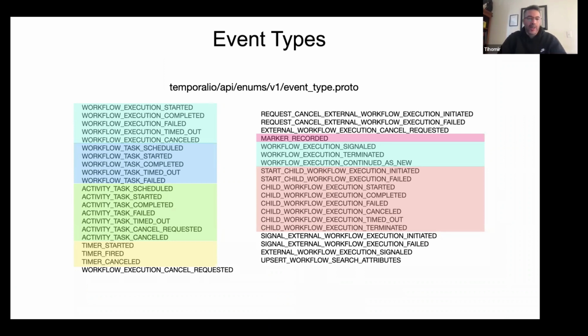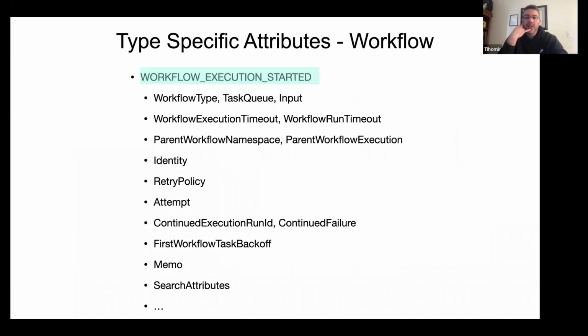So we have a bunch of event types, and we're going to go through the most important ones. The event types have to deal with workflow execution, workflow tasks, activities, timers, and marker events, which are, as we said, SDK-specific events and things like that. So let's take a look first at our workflow type attributes.